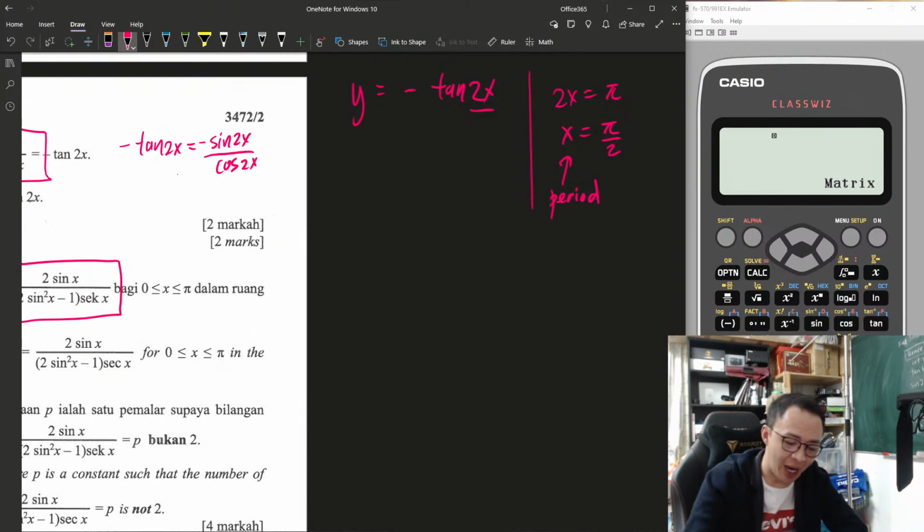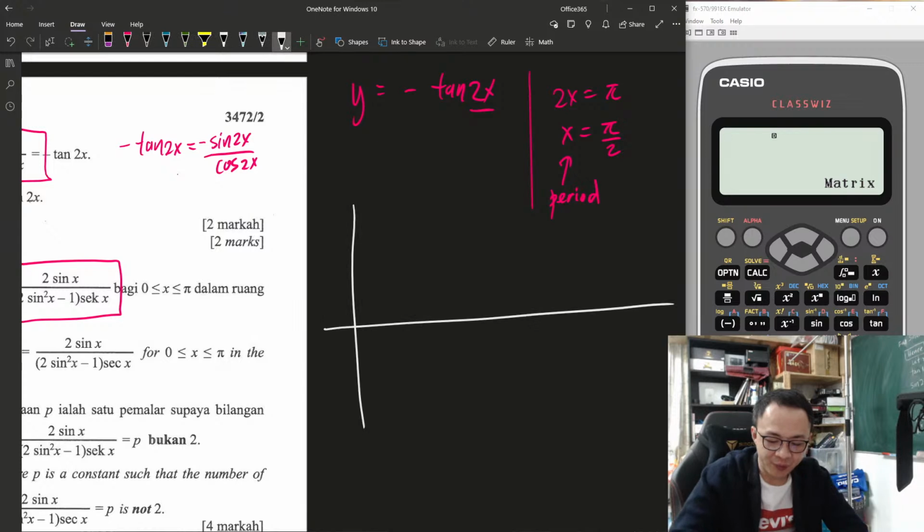So what I want to do here is, I don't like this color here. Let me change to white. Okay, so if today I want to do y equals positive tangent 2x, this is what I will do. One going up, go to the asymptote, then go to the 0.